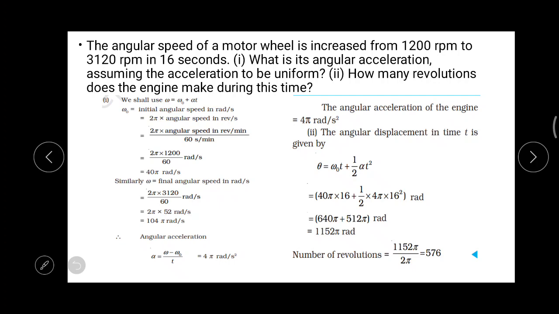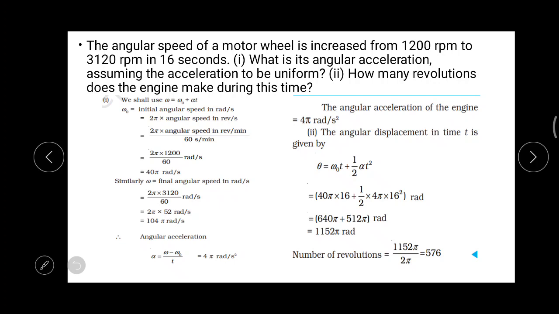So converting this rotation: one rotation means one complete circle. One complete circle, in radians, is 2 pi. So you have to multiply this 1200 by 2 pi. So 2 pi into 1200, and since rotations per minute is given, we have to convert that into rotations per second. So divide by 60, then you will get the revolutions per second.